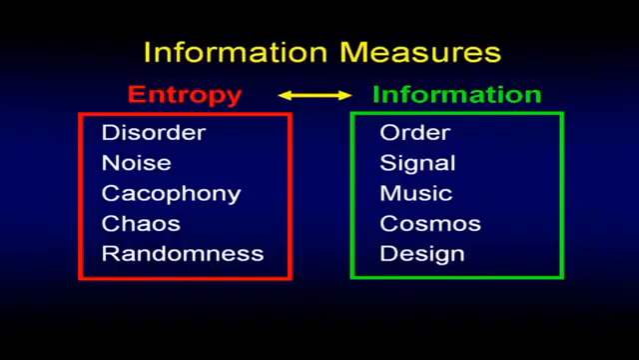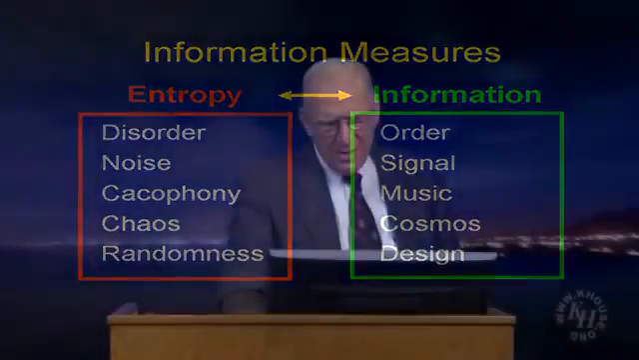Those are opposites, first of all. I want you to get across the idea: information and entropy are opposites. Entropy is the total absence of information, okay?